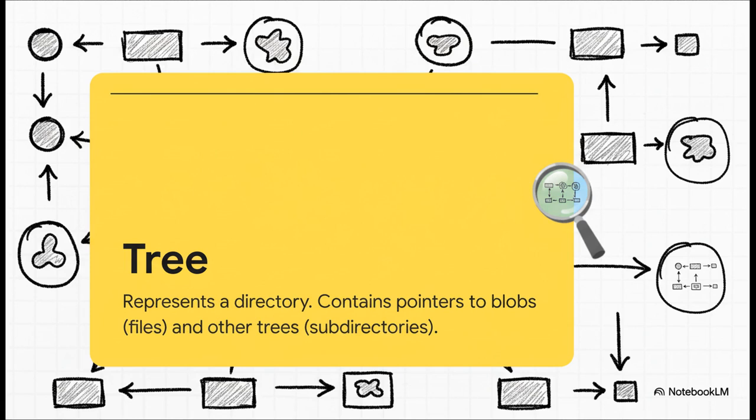Okay, next is the tree. A tree object is basically a directory listing. Now, it doesn't actually contain the files. Instead, it holds pointers. It'll have a pointer to a blob for each file, and this is key, it'll point to other tree objects for all the subdirectories. This is how Git maps out your entire folder structure.